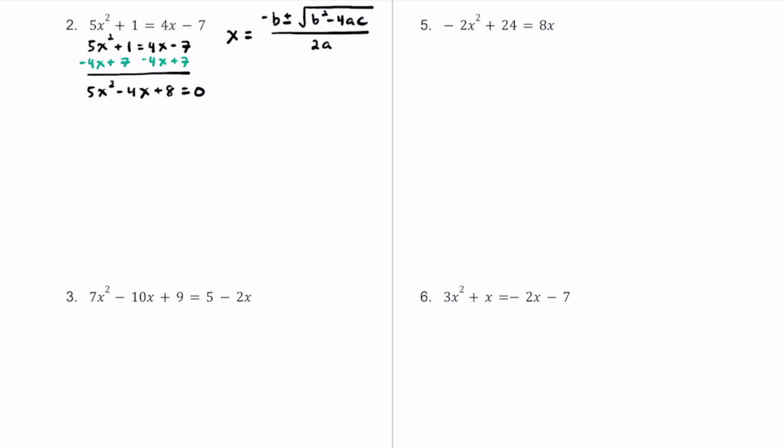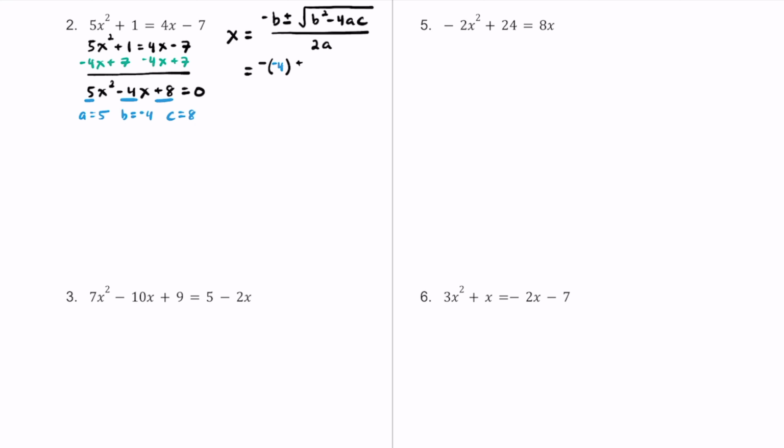Now that we have this equation in standard form, we can identify that a is equal to 5, b is equal to -4, and c is going to be equal to +8. Okay, now that we know what our a, b, and c values are, let's substitute them in. So we have x equals the opposite of b, so that's going to be -4. Let's put that -4 inside and plug it in.